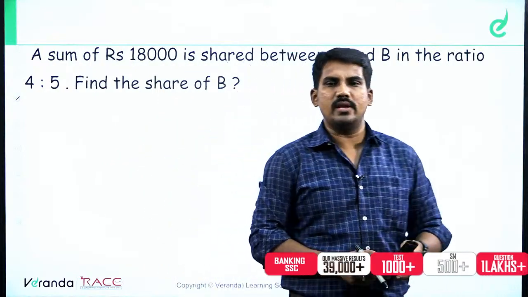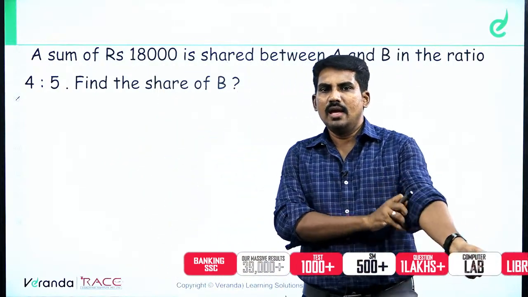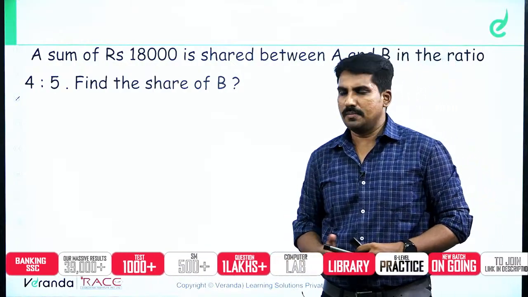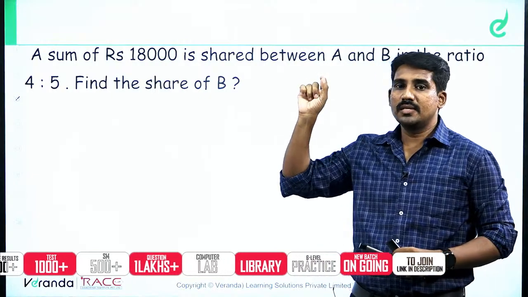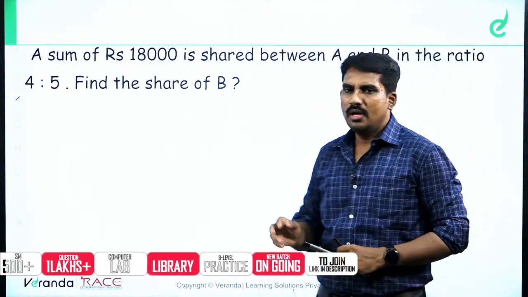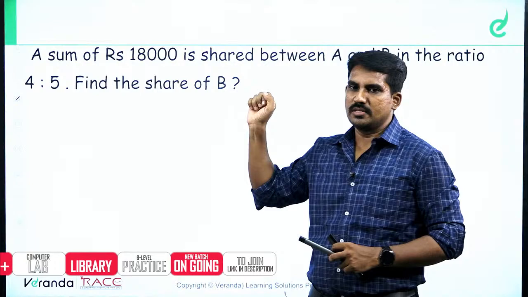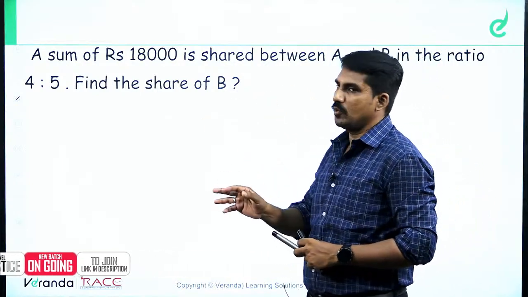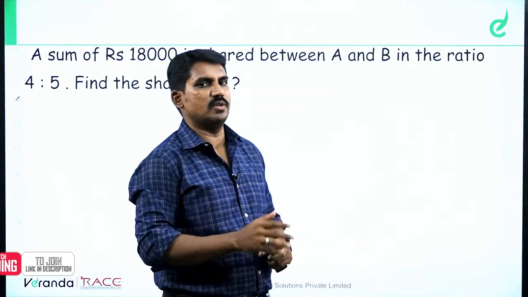A sum of 18,000 is shared between A and B in the ratio 4:5. Find the share of B. Even a fresher or beginner has to understand and solve these questions. So, we are starting from the basic. Ratio and proportion, today only we have started from the basic.